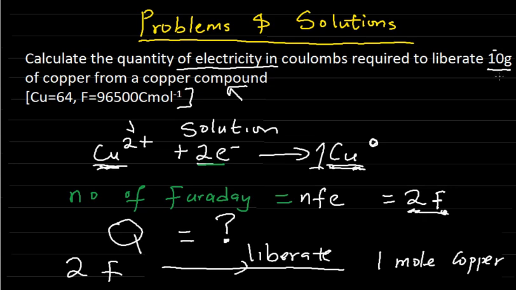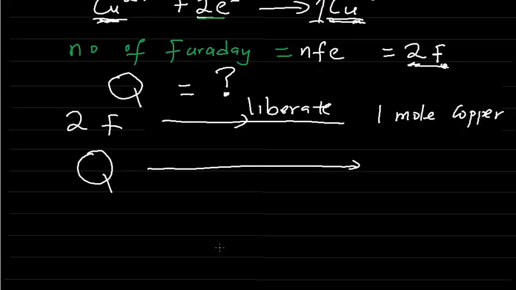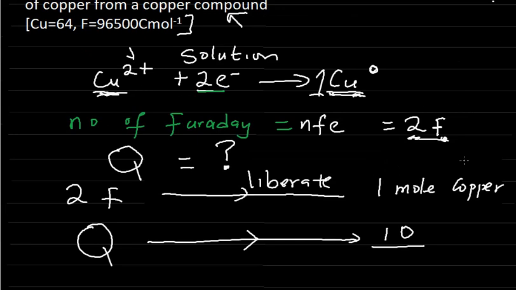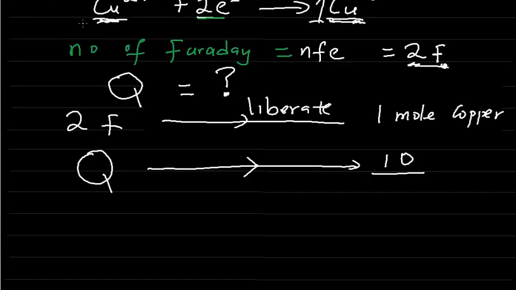So the copper is 10 grams. I have to convert that grams to mole since I'm comparing with mole, right? You know how we convert mass to amount in mole. To convert mass to mole, all we need to do is divide the mass by the molar mass. From the question, the molar mass of copper has already been given. That's 64. So it's going to be equal to 10 over 64 mole of copper.